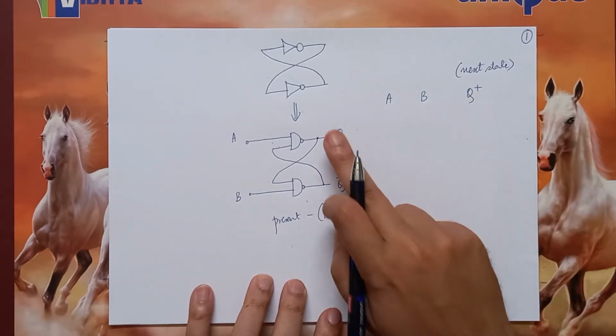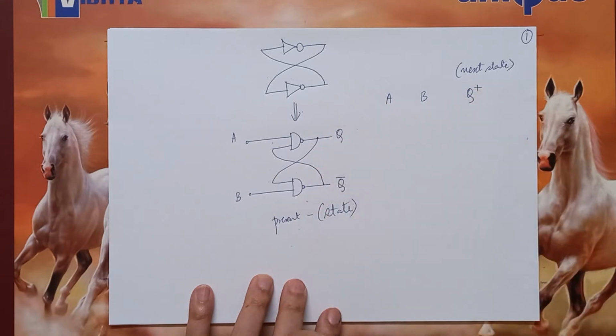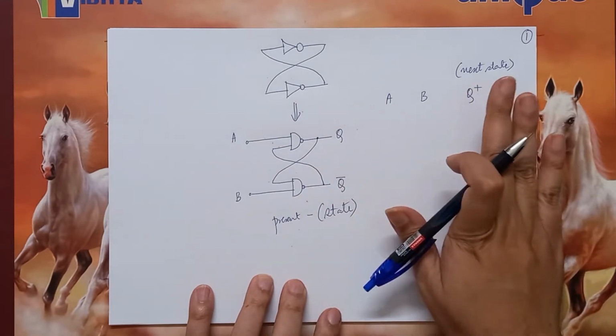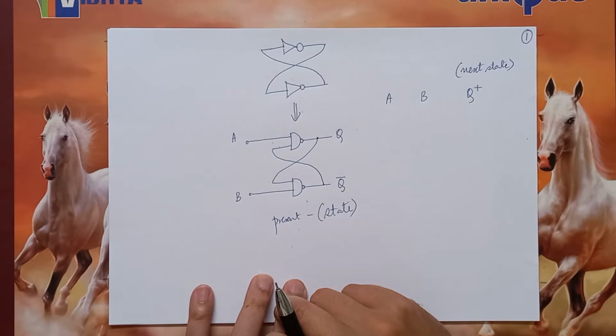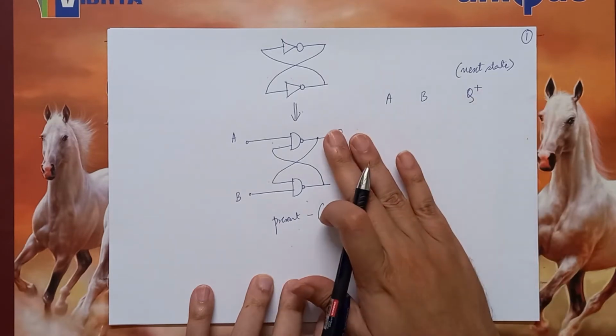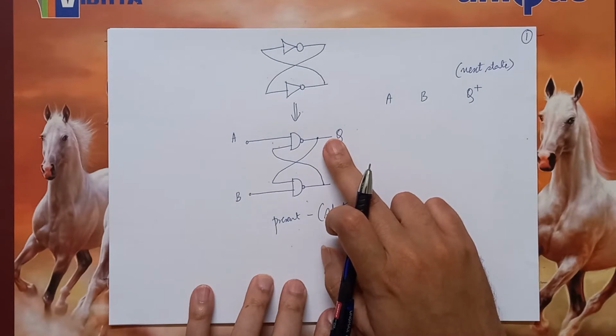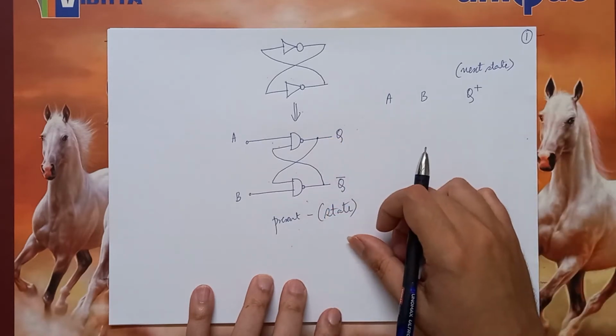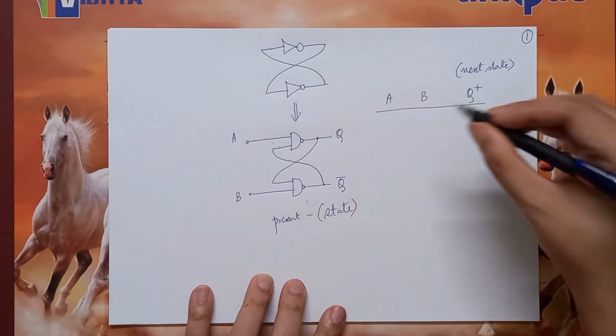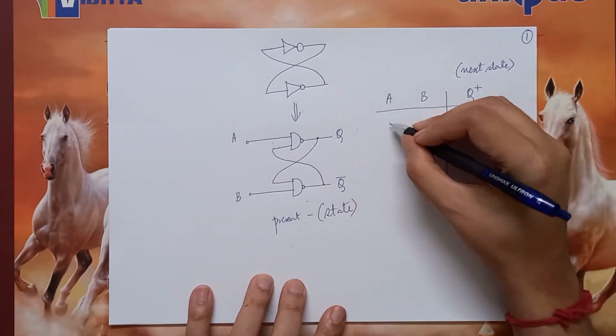Now notice that there is no difference between Q and Q plus. Q plus is not a different signal. Q plus is not a different output or a state value. Q plus is simply the same as Q except at a later point in time. So we had essentially derived this table.